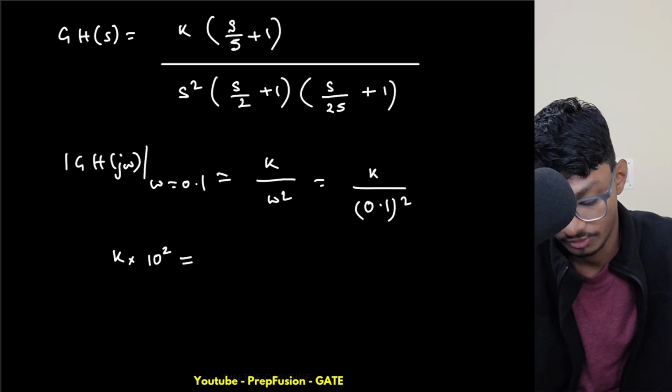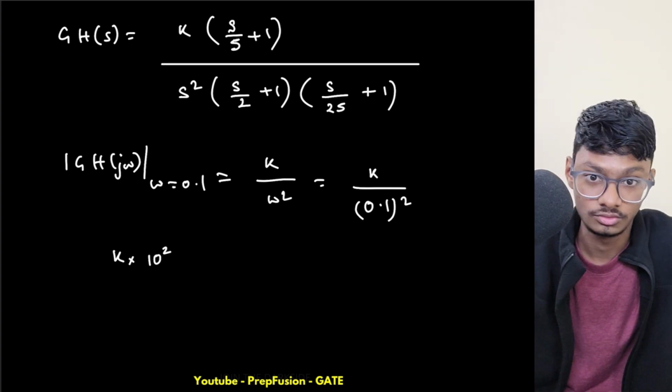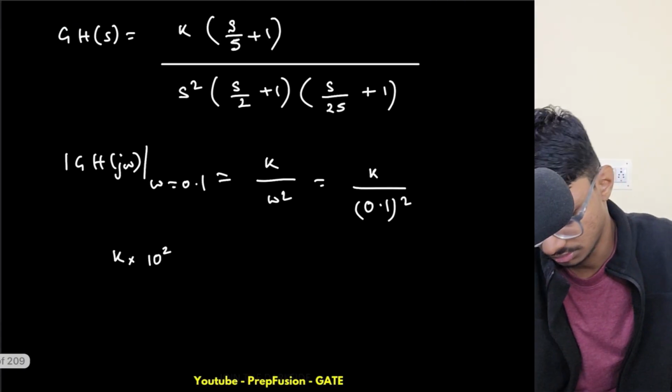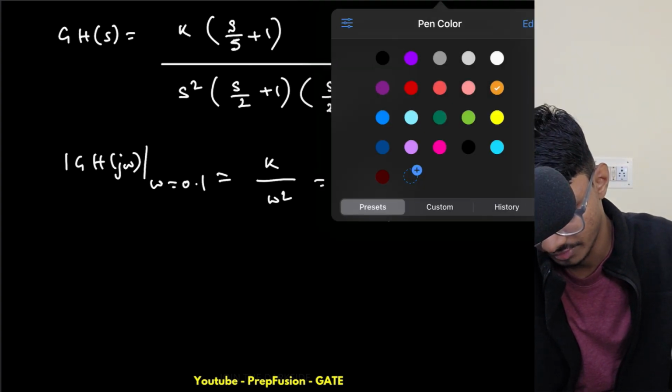Now we have to convert this into log scale. You can either convert this into log scale, or you can convert that into absolute scale. So what we can do, it is given as 54 dB.